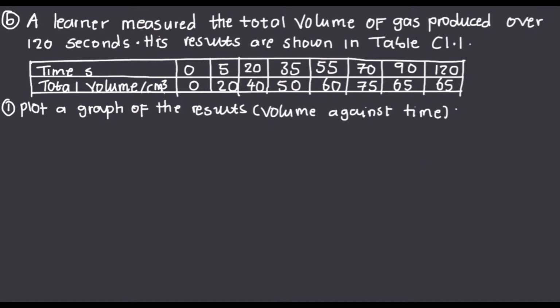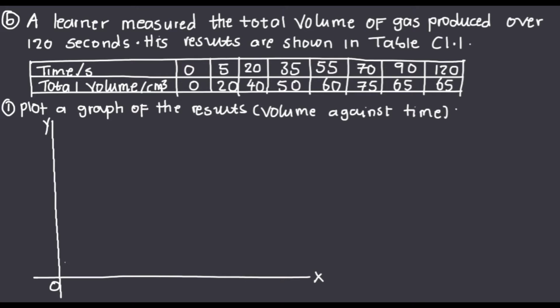So question B: Elena measured the total volume of gas produced over 120 seconds. His results are shown in the table. On top we have time in seconds, 0 up to 120 seconds. Below we have total volume from 0 up to 65 cubic centimeters. The first question is, plot a graph of the results, which is volume against time. So let's draw an XOY plane. We know that the vertical line is our y-axis, and this is our x-axis.